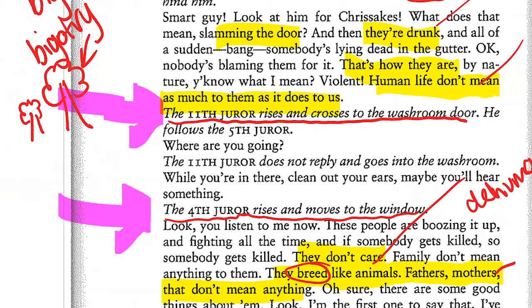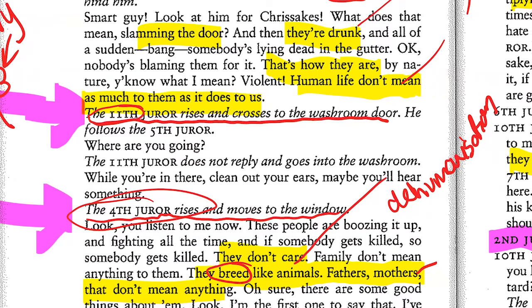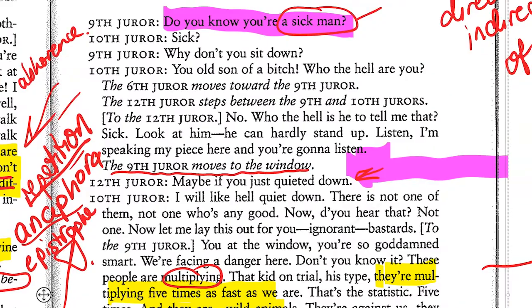Watch the stage directions. So we're invited to condemn, just like the jurors condemn. The 5th juror who slams the door, the 11th juror who crosses to the washroom, the 4th juror who moves to the window. And so physically, jurors one by one turn their backs on him, move away from him. With their body movement, body language, they show their condemnation. As juror 10 continues his racist monologue, "they breed like animals." Notice the dehumanization there of the group of slum people.